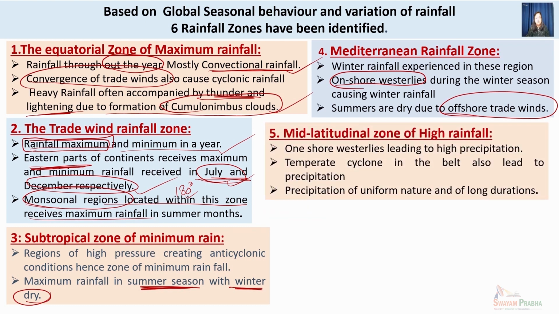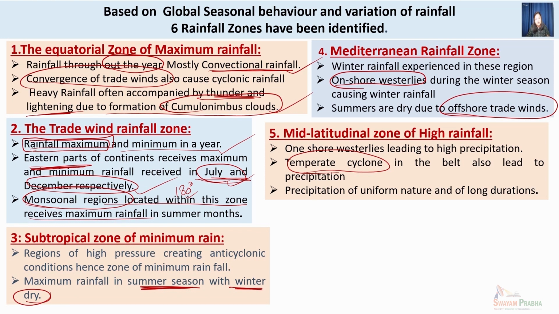Thereafter, you have mid-latitudinal zones of high rainfall. Besides Mediterranean rainfall regions, the mid-latitudinal zones of high rainfall extend between 40 to 50 degree latitudes in both the hemispheres, where rainfall occurs through westerlies and primarily the temperate cyclones. The mean annual rainfall ranges somewhere between 1000 mm to 1250 mm. The western part of the continents in these areas receives more rainfall. Why? Because of the onshore westerlies in these regions. So the western part of the continents receives more rainfall, and as you move inwards towards the continental interiors, the rainfall again decreases.